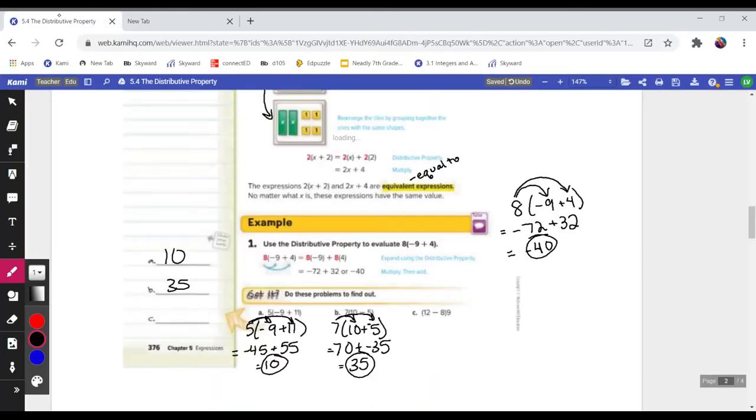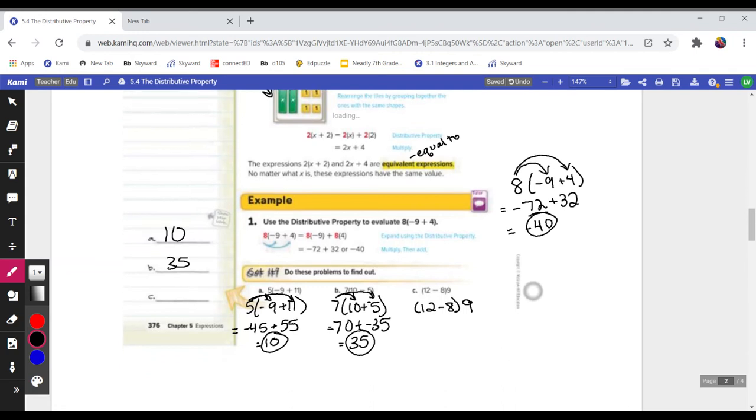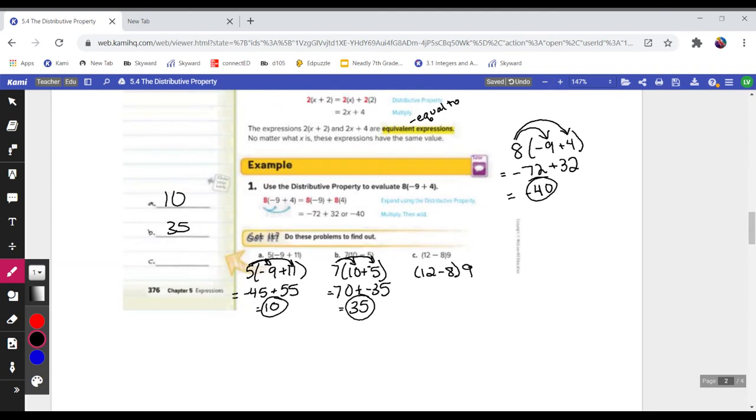Cool. Letter C, we are going to take the quantity 12 minus 8 times 9. Now this one looks different because our 9 is in the back instead of in front of our parentheses. It doesn't matter. It's the commutative property of multiplication, so you can multiply in any order and it's still going to give you the same answer. It just looks a little different. So before I distribute, I'm going to change this subtraction to adding a negative 8. If it helps, you can write the quantity 12 plus negative 8 times 9.